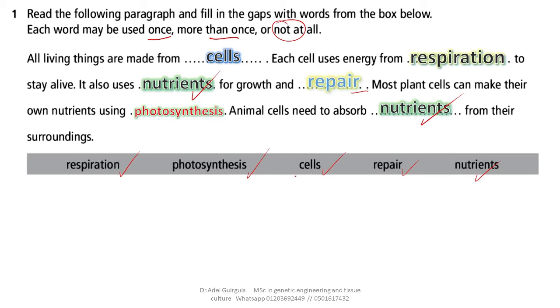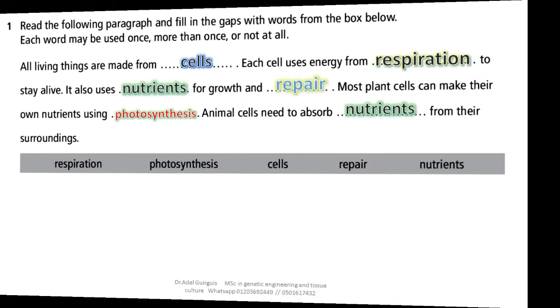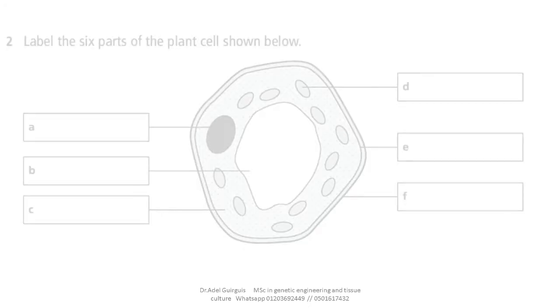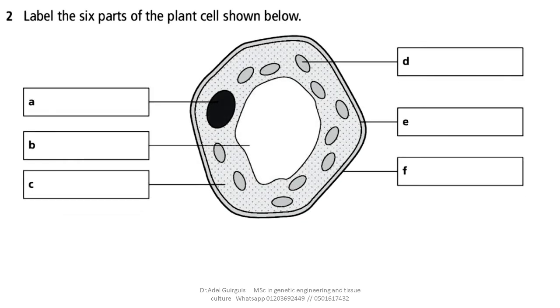Okay, let's start question number two. Label the six parts of the plant cell shown below. The features shown indicate that the cell is a plant cell, not an animal cell.